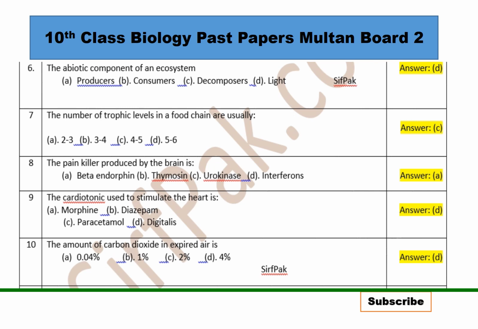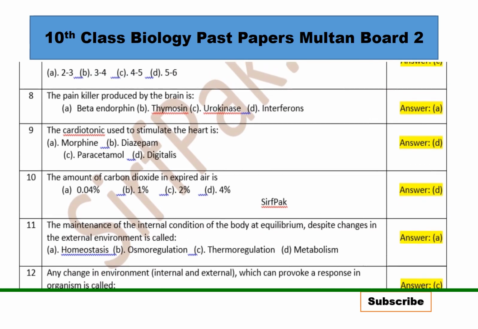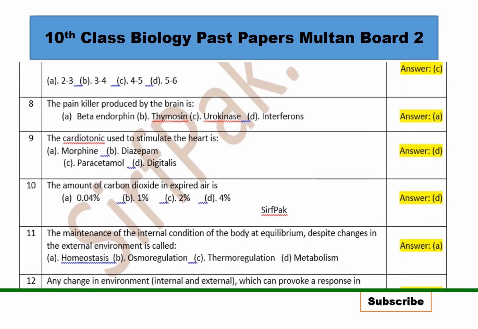Number 10, the amount of carbon dioxide in expired air is A. 0.04%, B. 1%, C. 2%, or D. 4%. Correct option is D. 4%. Number 11, the maintenance of internal condition of the body at equilibrium despite changes in the external environment is called homeostasis, osmoregulation, thermoregulation, or metabolism. Correct option is A. Homeostasis.